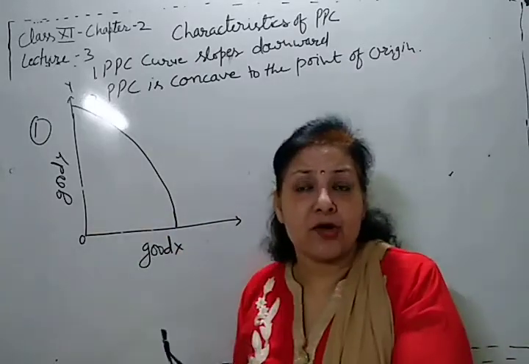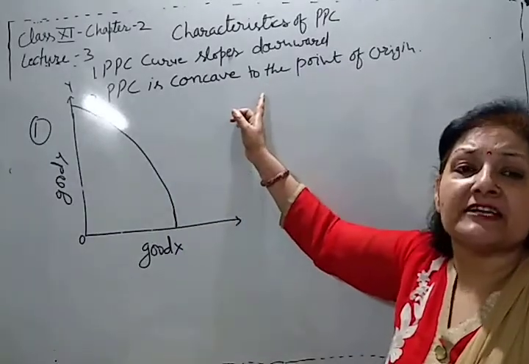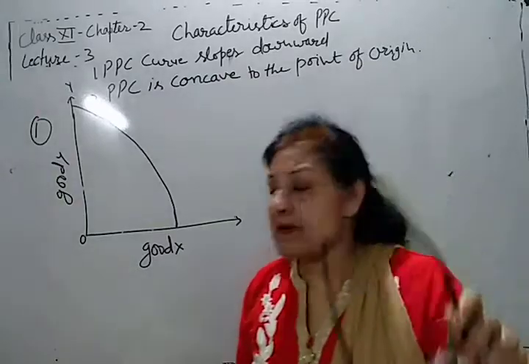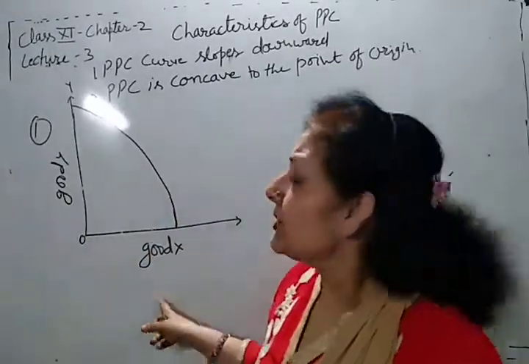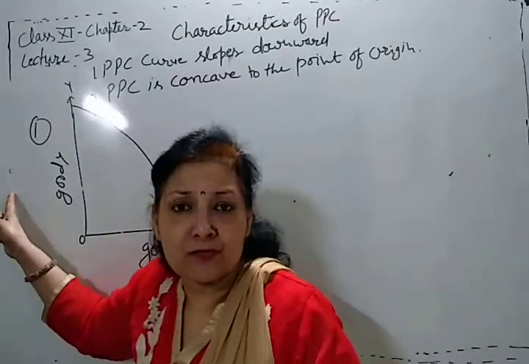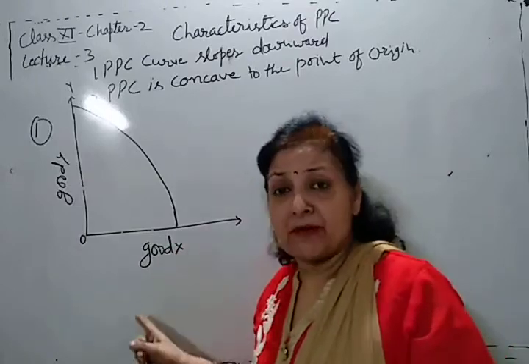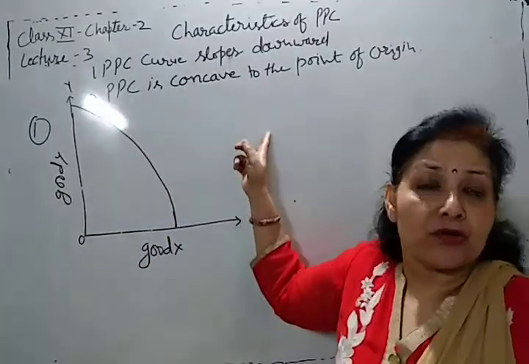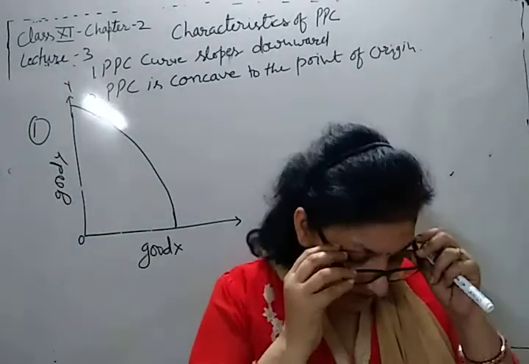Why does this happen? As I have told you for the first characteristic of PPC, PPC slopes downward, and it means that to increase the production of good X, we have to decrease the production of good Y. Because of this, PPC is also concave to the origin. Clear, beta?